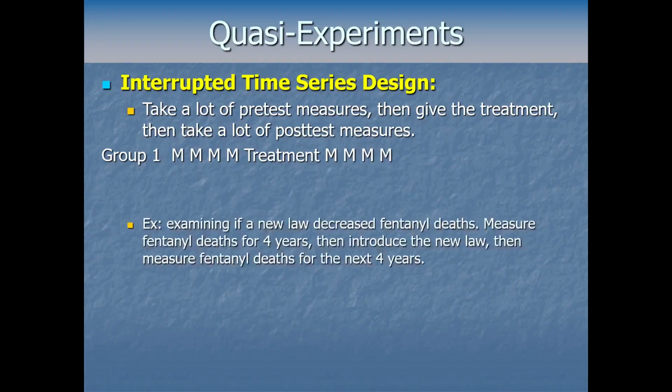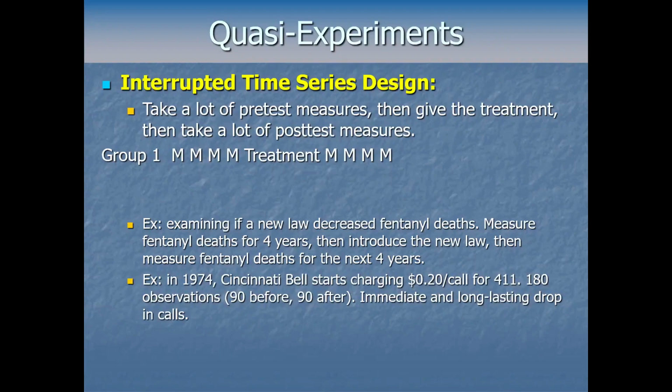So for example, examining if a new law decreased fentanyl deaths, you might be tracking those numbers every year for a few years. Then you introduce a new law. Then you keep measuring fentanyl deaths for the next 4 years and see if it's gone down significantly. Or a real-life historical example, back in the 70s, a big phone company, Cincinnati Bell, started charging 20 cents per call to the info service 411.